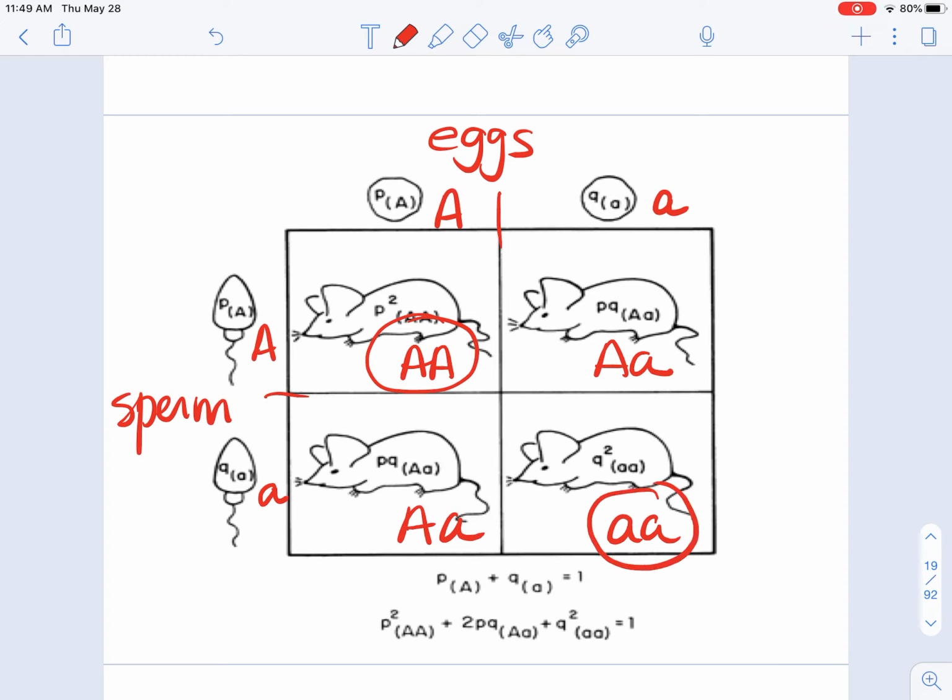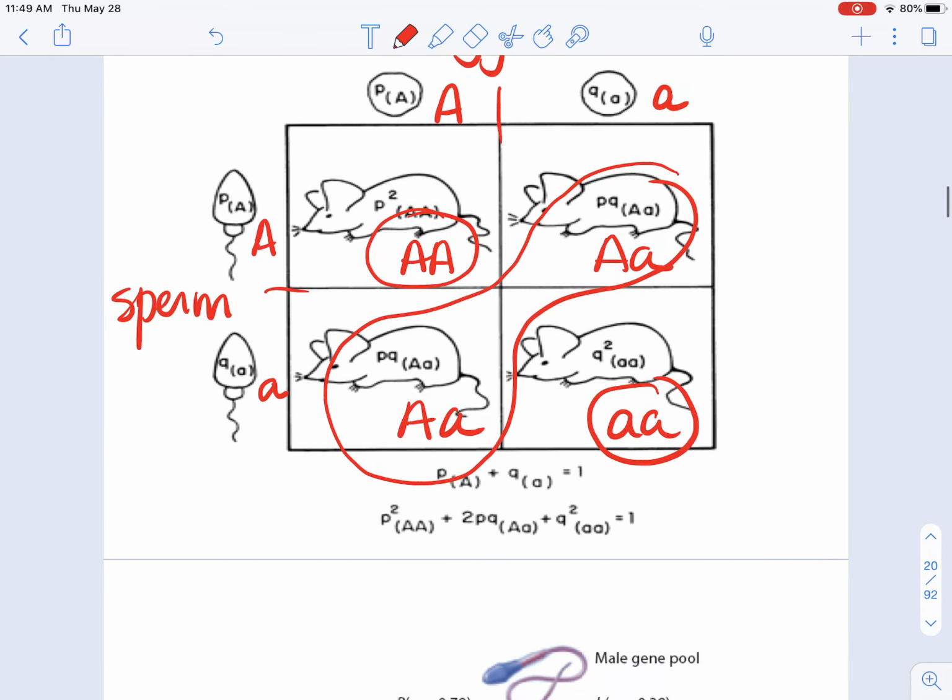Now, you notice that it's about a quarter in this Punnett square that's homozygous dominant, a quarter that is homozygous recessive, and about half of them that are heterozygous. In comparison, this is how they will be found. So there will be typically double the amount of heterozygous individuals in any population compared to the homozygous dominant or the homozygous recessive.